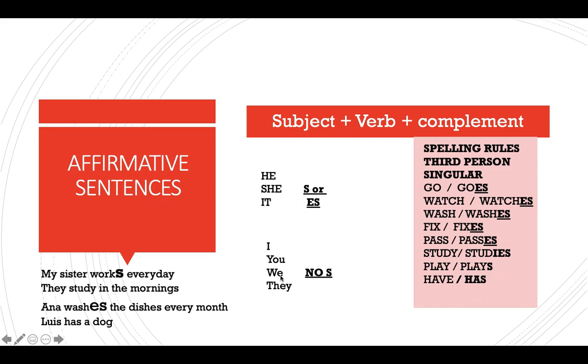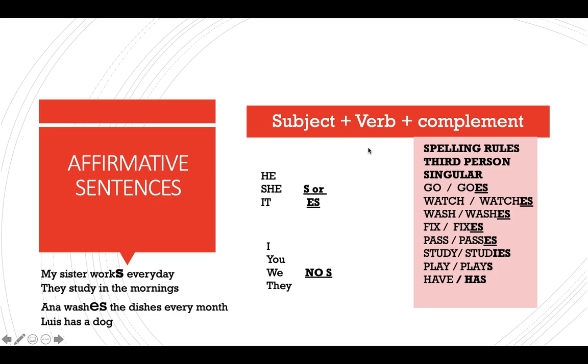You could see that here I have the other pronouns such as I, you, we, they, and here I wrote that you don't need an S. But with the third person singular, you need an S or ES. What happens when you want to make a sentence? Always when you want to make a sentence, you need a subject, you need a verb, and you need a complement. The subject could be a subject pronoun, could be a proper name, could be a noun, and be careful with the verb, okay, with the conjugation.